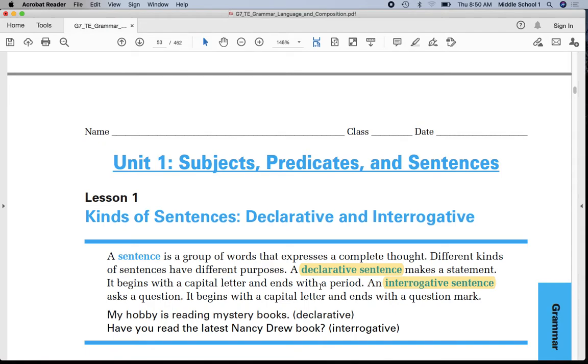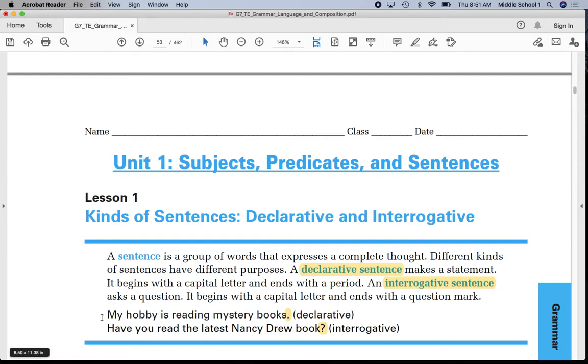So on today's lesson, all we need to do is look at the punctuation. What kind of punctuation is being used? If there's a period at the end, it's declarative. If there's a question mark at the end, it's interrogative. But it's helpful to understand why it is. My hobby is reading mystery books. We would say that's simply a sentence. If it's simply a sentence, ends with a punctuation period, we call it declarative. It simply states a fact.